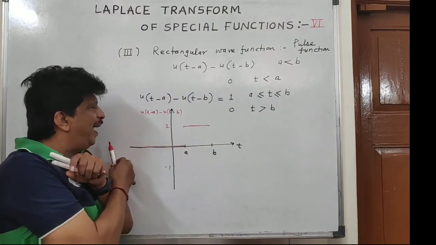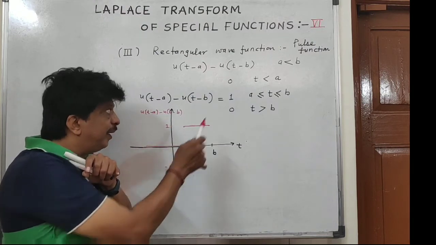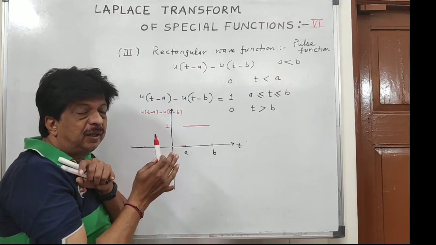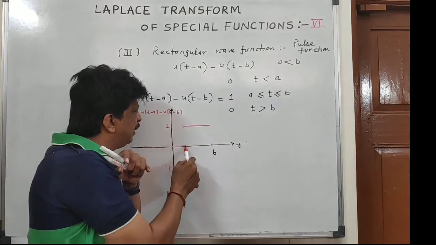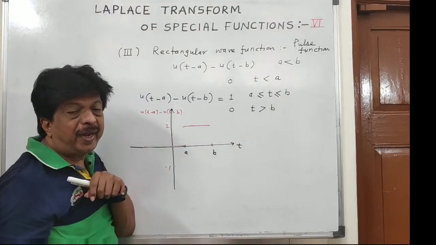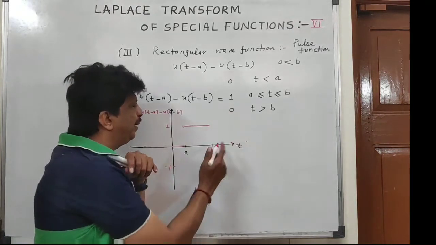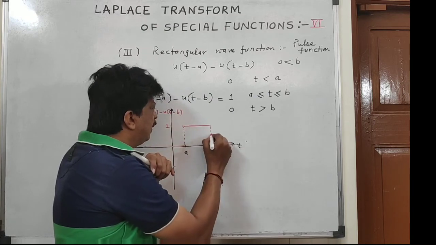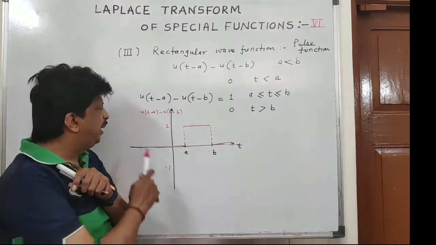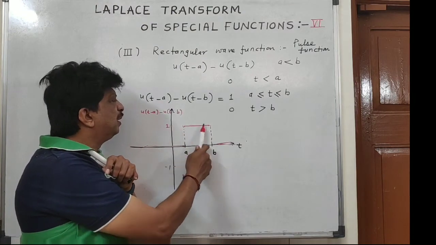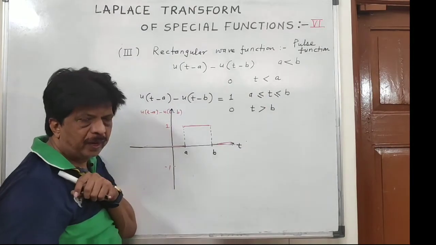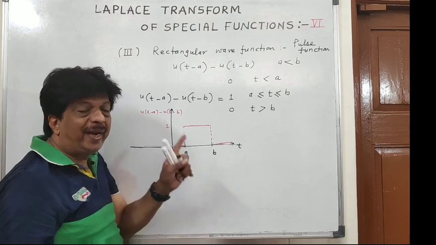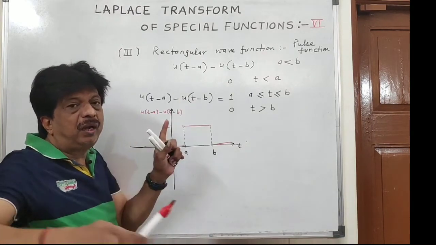So when t is less than a, the value is 0. When t is from a to b, its value is 1. Again, when t exceeds or is greater than b, it is 0. So it is 0, then it takes value 1 up to b, and again it is 0. Its shape is somewhat rectangular. That is why it is called the rectangular wave function.